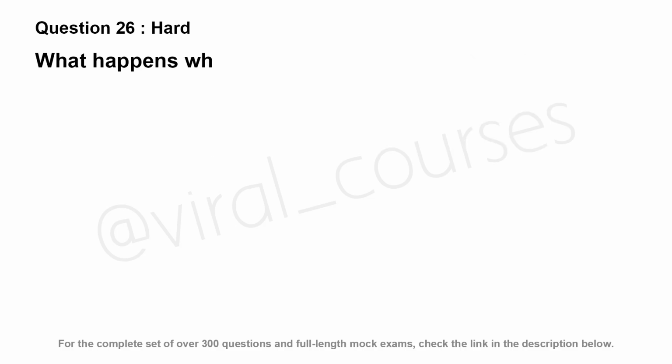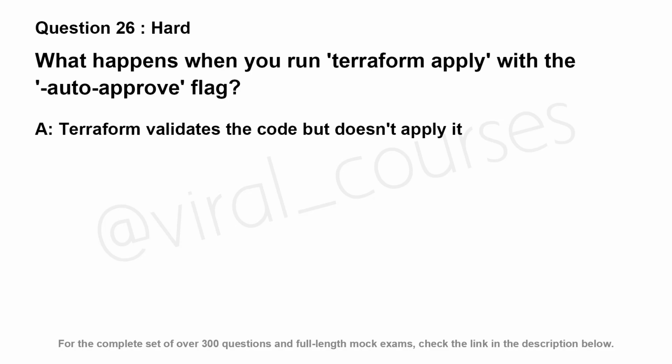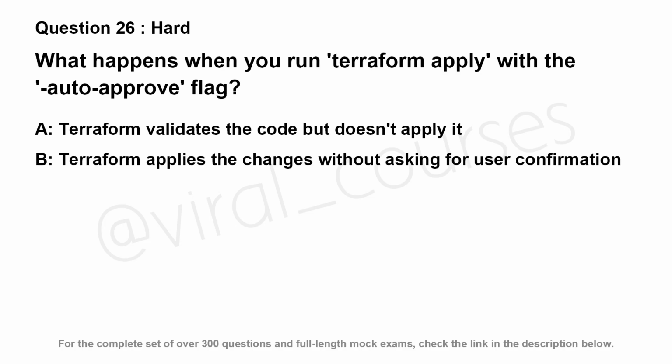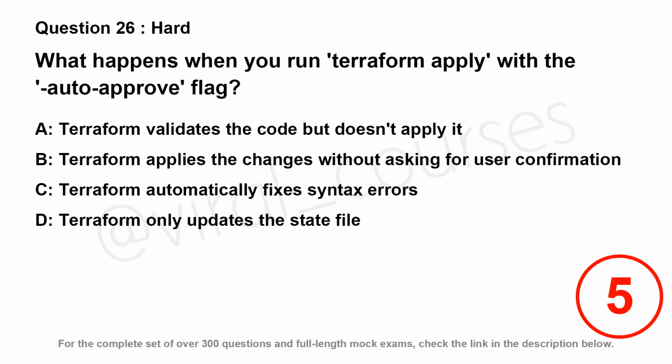What happens when you run terraform apply with the auto-approve flag? Option A. Terraform validates the code but doesn't apply it. Option B. Terraform applies the changes without asking for user confirmation. Option C. Terraform automatically fixes syntax errors. Option D. Terraform only updates the state file.